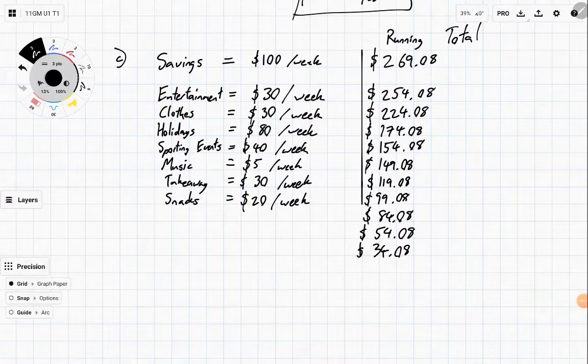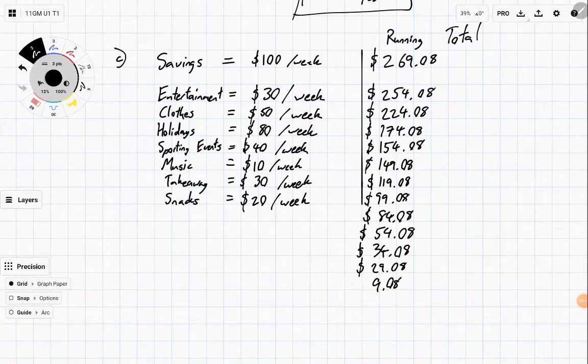Maybe music was a little bit harsh on $5, so let's make it $10, $29.08. And you can kind of see that we're just playing around with each of the numbers until we're happy. Maybe clothes is too little. Let's chuck $20 in that. Let's make that $50 per week. Leaves us just with $9.08 left.